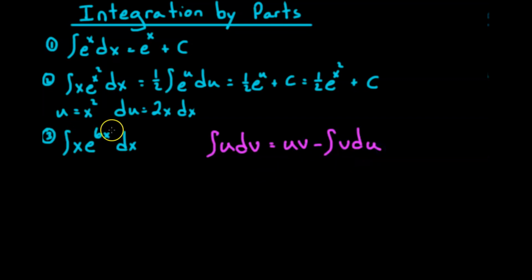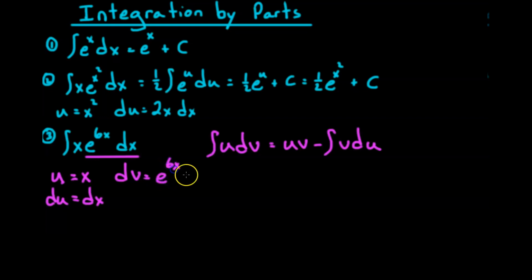Alright, now let's look here. This x out in front, that x is our problem. So let me let u equal x. Therefore, du by dx is equal to 1, or rearranging, du will equal dx. That means that dv, I'm going to set dv equal to what's remaining here. dv is going to equal e to the 6x times dx. And then I need to take the integral of both sides of this to figure out what v is.